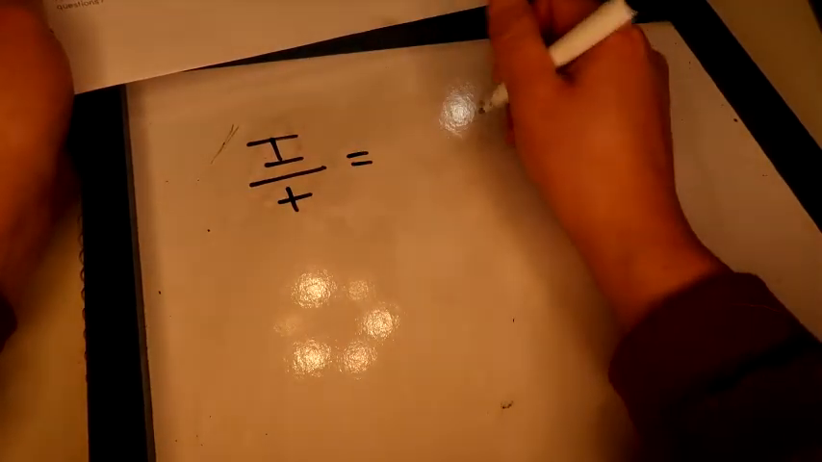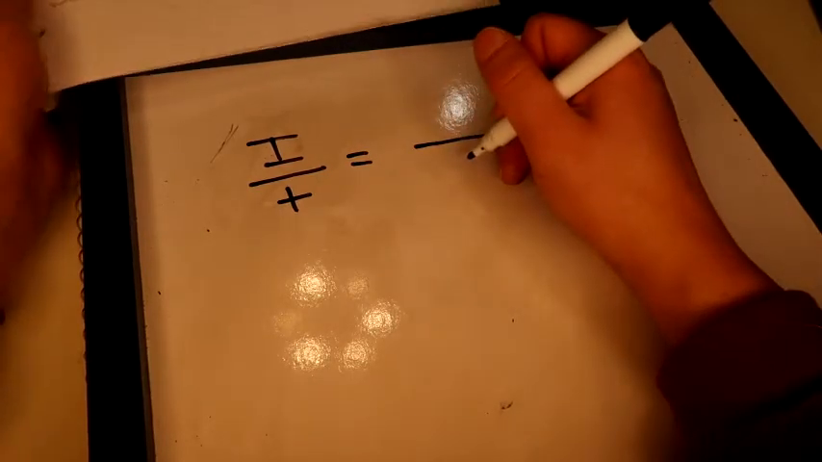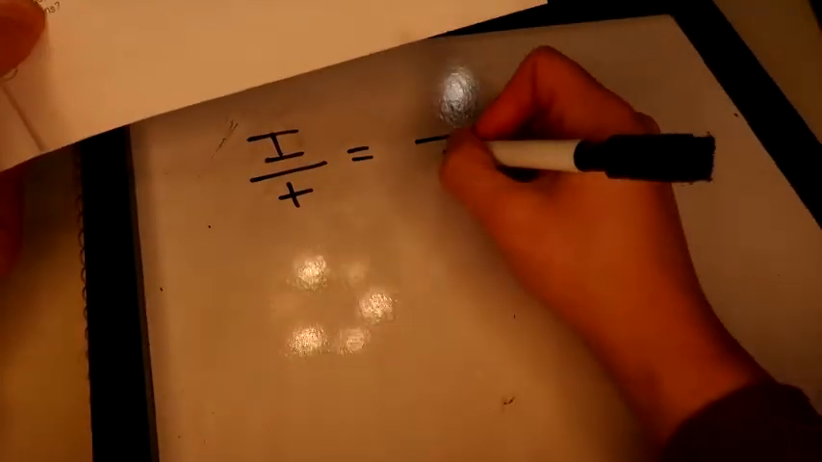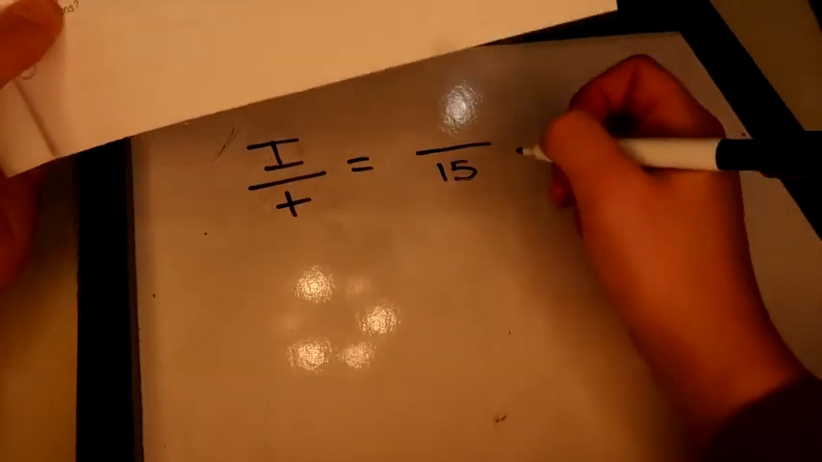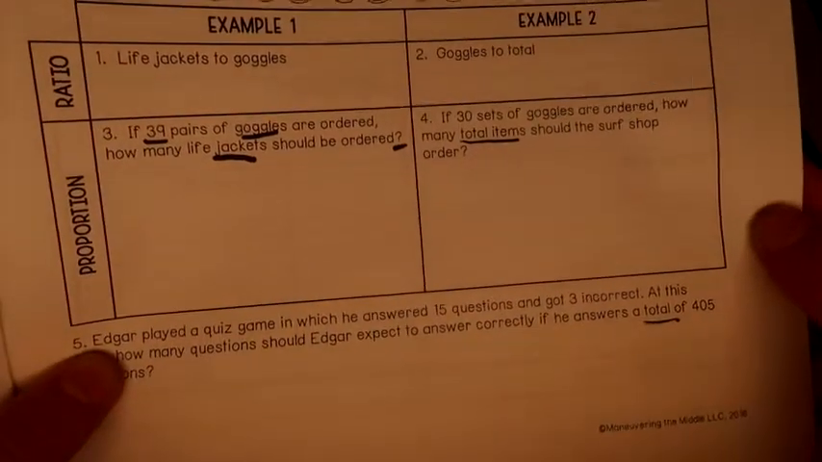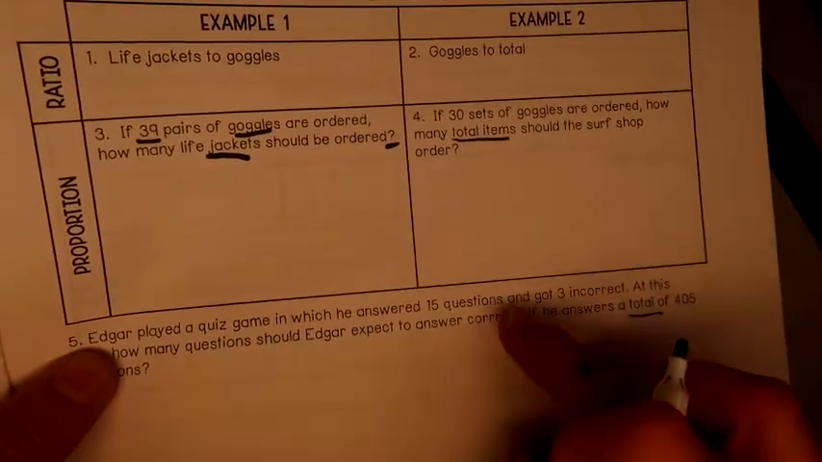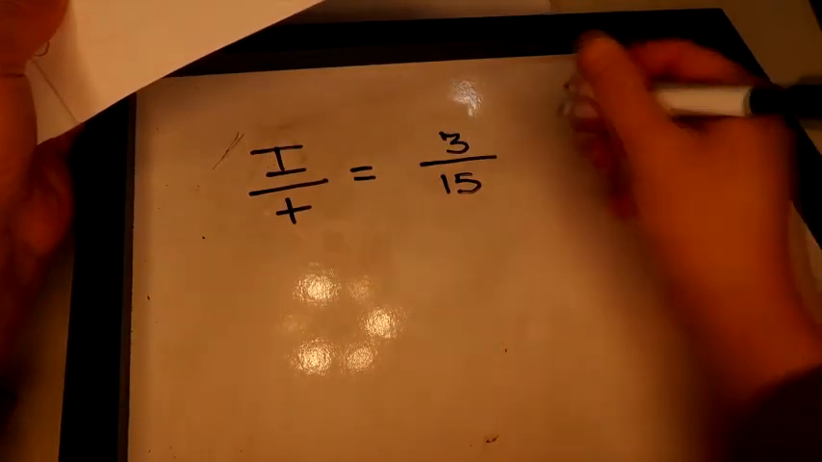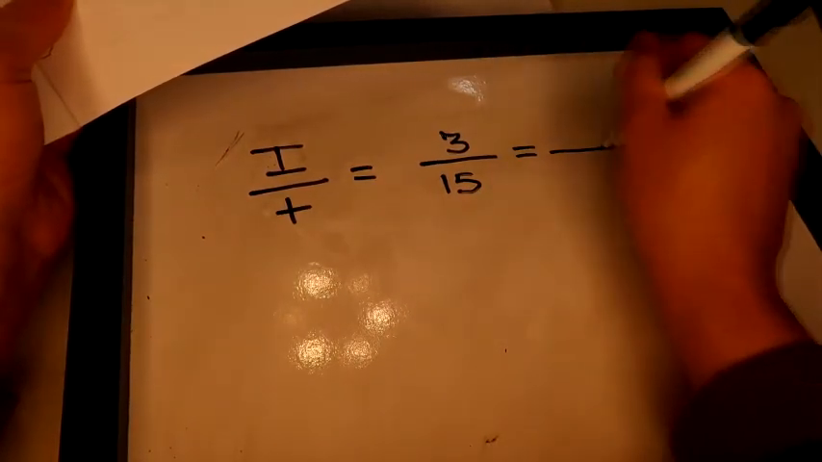That's not very well written. Incorrect over total, okay? So that equals, how many questions did he answer? He answered 15 questions total. So total, he answered 15 questions. How many did he get incorrect? Another word for incorrect would be wrong. So he got 3 incorrect. He got 3 wrong. That equals something over something. We're looking for total.